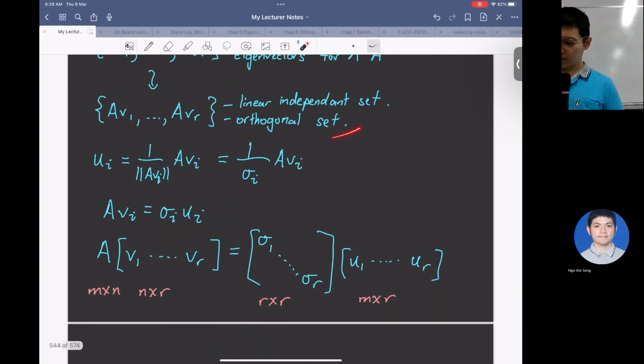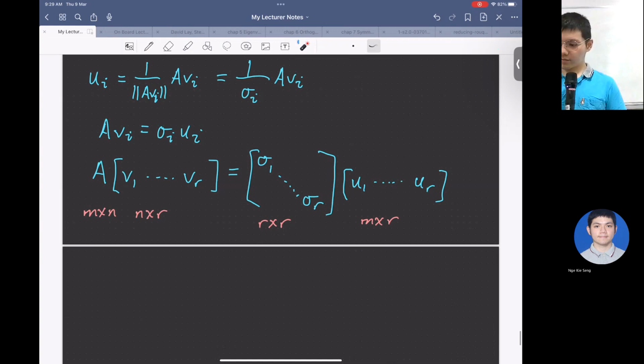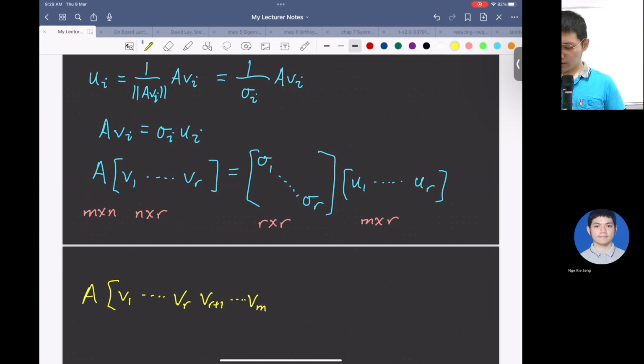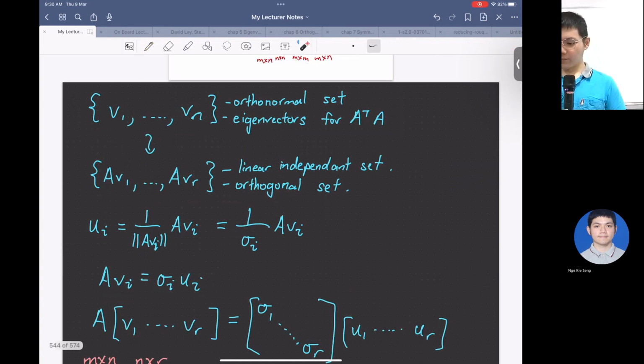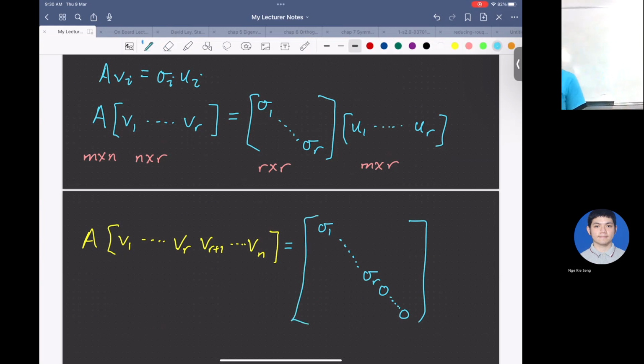Since this is an orthogonal set, but this is n by r, how can we increase up to n? We just add all the rest in. You see, we got n of them. But what happened to the rest? Actually, they correspond to the singular value which is 0. So sigma r, and then 0, and then keep going until 0. So actually they are 0.